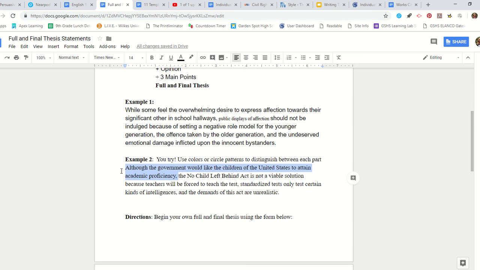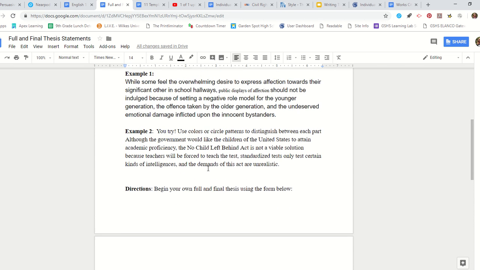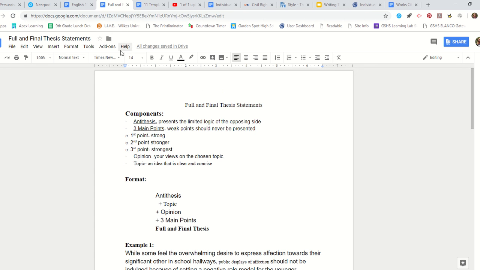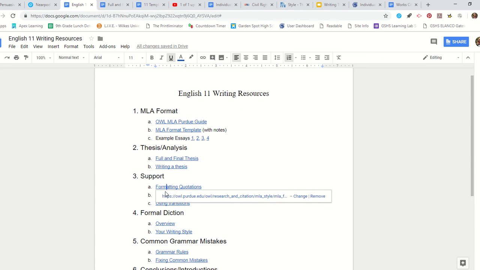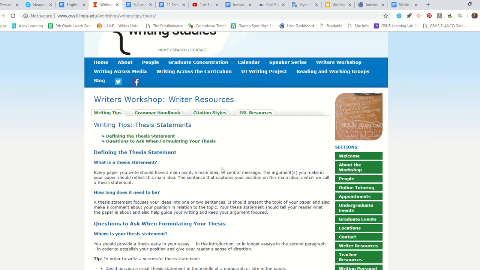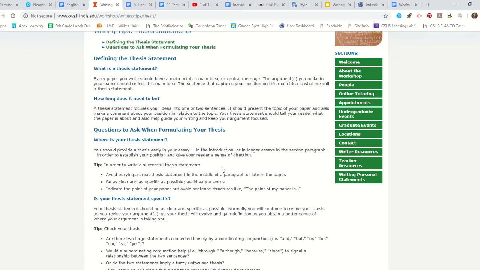So we have what the other side thinks, which necessitates your argument. If there is no other side, you can't argue anything. Your topic, the argument about the topic, and then the 3 reasons why. That'll correspond with your body paragraphs. So that's the basic idea of what you need. Not everyone includes the 3 points. It's helpful for clarity, but not everyone does that.